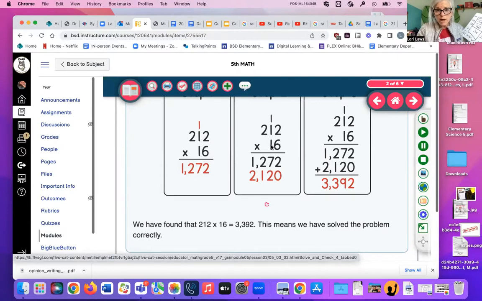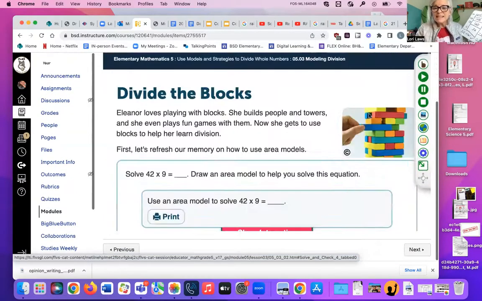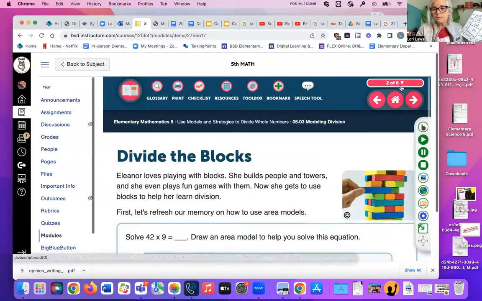Now you have to do this 1 times 212. You have to remember that's not a 1, it's a 10. So I have to put my 0 in. 1 times 212 is 212. Add it all up, 3392. We've solved it correctly. So that is how they're asking you to do the problems today.